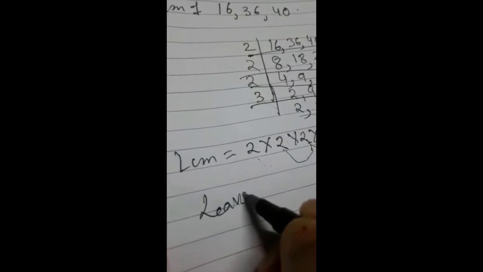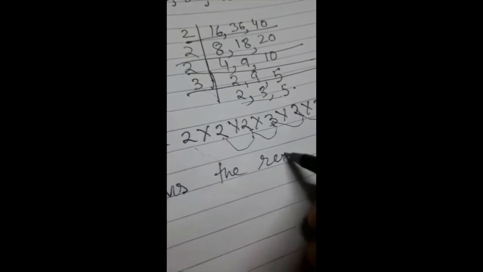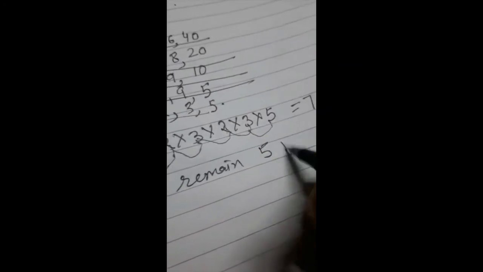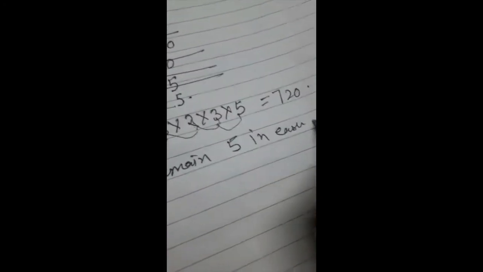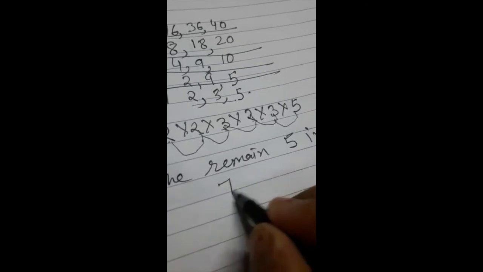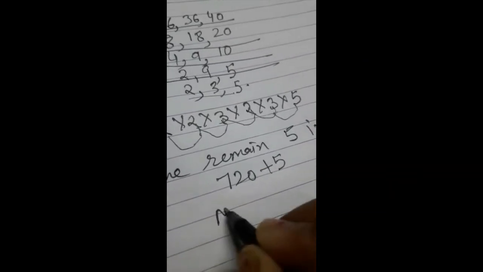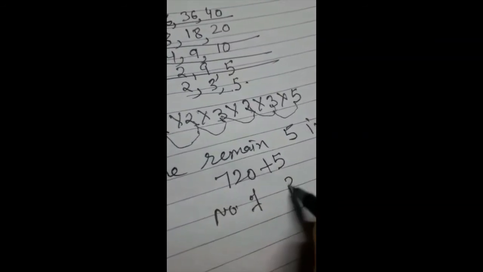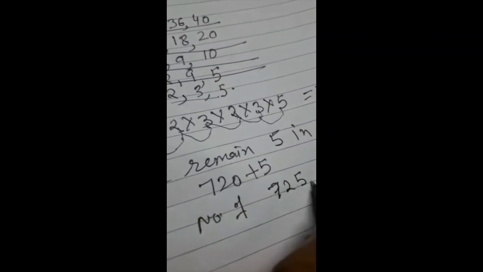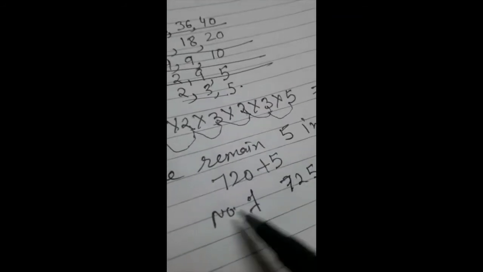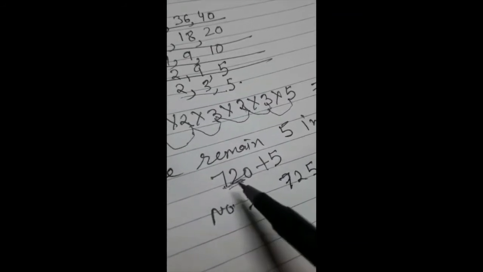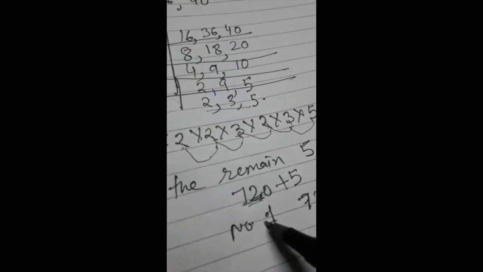Now another thing is mentioned here, it leaves the remainder 5 in each case. At last we add 720 plus 5, the number is 725. To check if our answer is right or wrong, you can divide the 720 by any of these numbers, it is divisible. That means our answer is right.